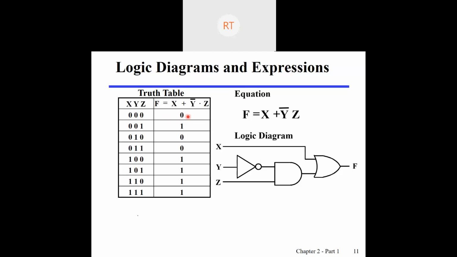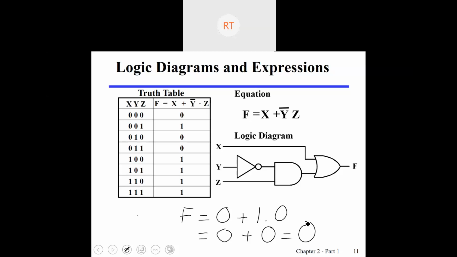So if I want to write it down here, let me write it for you. It's going to be F equals 0 or 1 and 0. You agree? 0. Yes. So 1 and 0 will give me 0, 0 or 0. Right? X is 0 already. Or is 0. Yes. You get it?